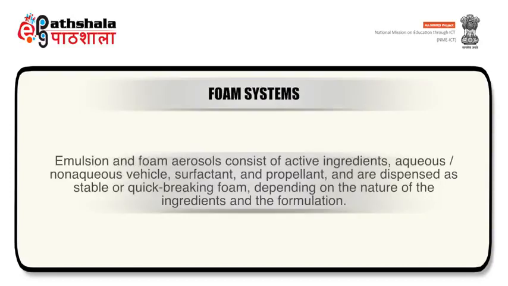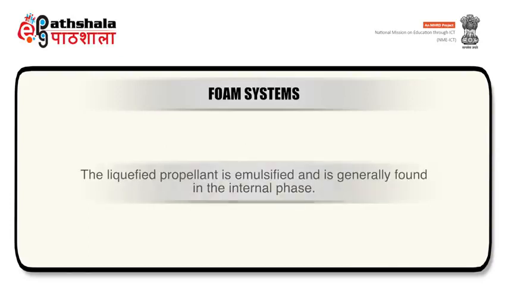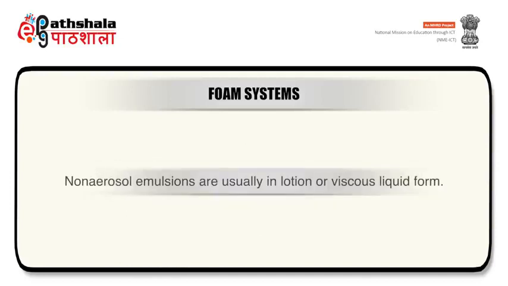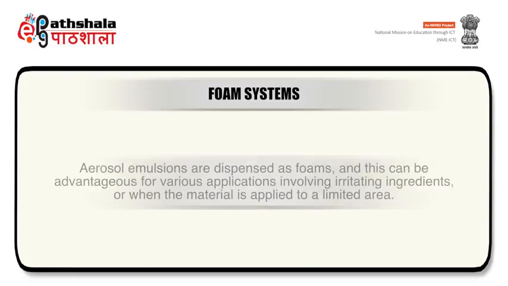Emulsion and foam aerosols consist of active ingredients, aqueous or non-aqueous vehicle, surfactant and propellant. These are dispensed as stable or quick breaking foam depending on the nature of the ingredients and the formulation. The liquefied propellant is emulsified and is generally found in the internal phase. Non-aerosol emulsions are usually in lotion or viscous liquid form. Aerosol emulsions are dispensed as foams, and this can be advantageous for various applications involving irritating ingredients or when the material is applied to a limited area.